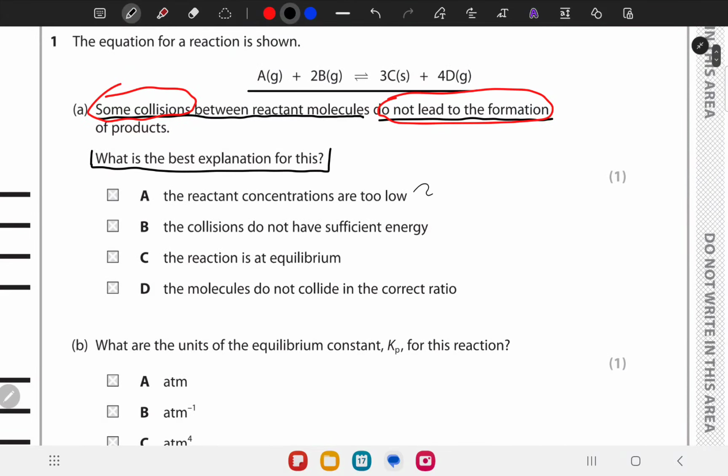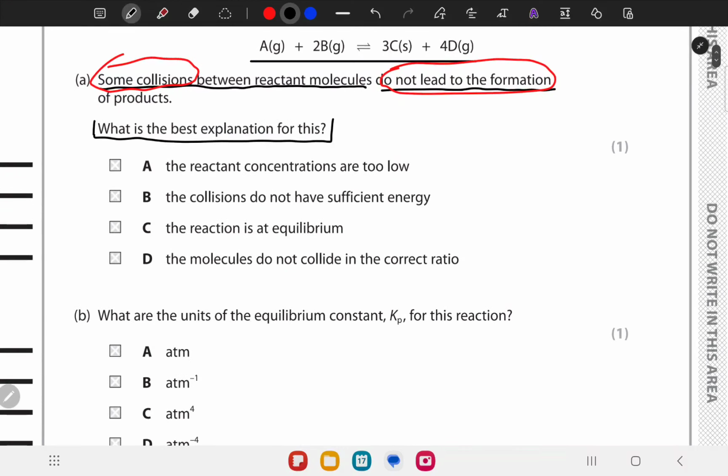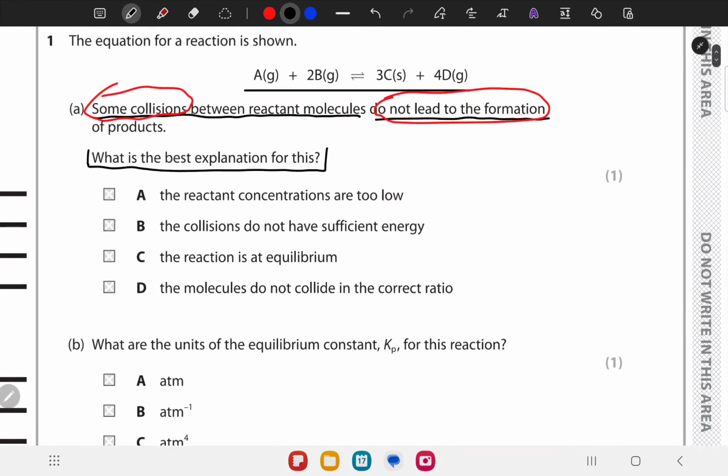For the first option, if concentrations are low, the number of collisions will decrease, but the proportion of successful collisions will not. So B will be the answer over here, because if the collisions have less than the energy that is needed, so less than sufficient energy, they'll collide, but they won't have enough energy to form the products.